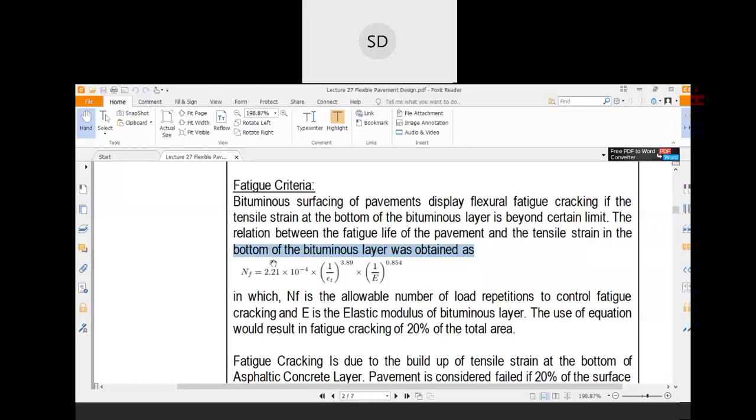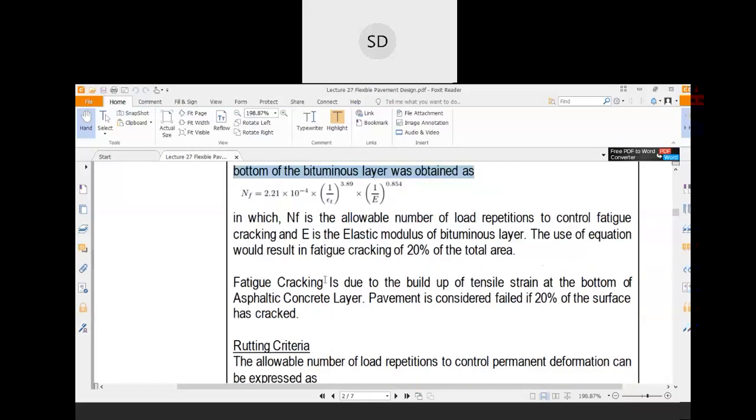So that means using this formula you can find out up to how many repetitive loads a flexible pavement can carry without failure. Now fatigue cracking is due to the buildup of tensile strain at the bottom of the asphaltic concrete layer. Pavement is considered failed if 20% of the surface has cracked. Just remember this thing.